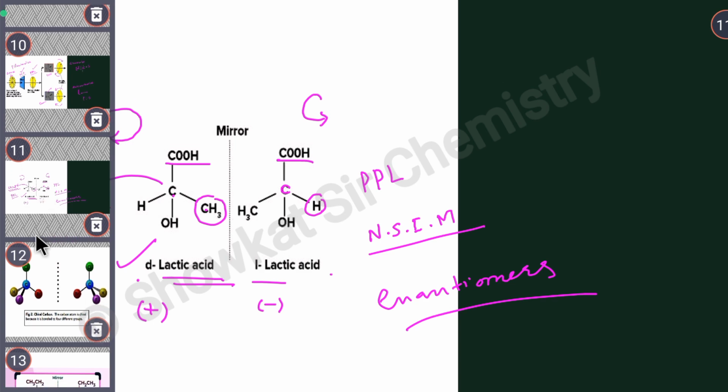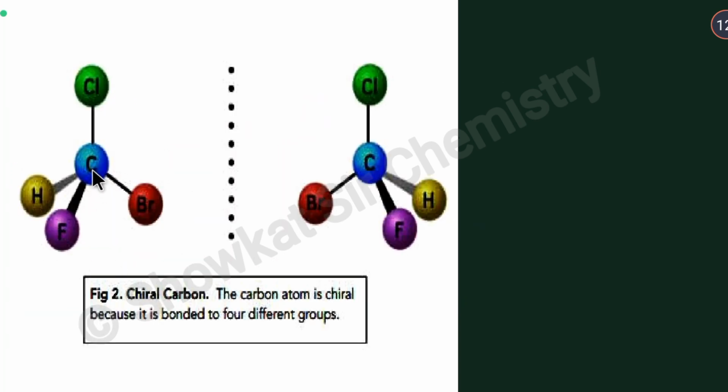Now let's move ahead. Now you can check out this is my carbon, as I already told, fluorine, chlorine, bromine and hydrogen. So it's attached to 4 different groups. So this is my chiral carbon, and if I have a mirror here, this will be a mirror image, and they are non-superimposable. So when they are non-superimposable, that means these are your enantiomers.